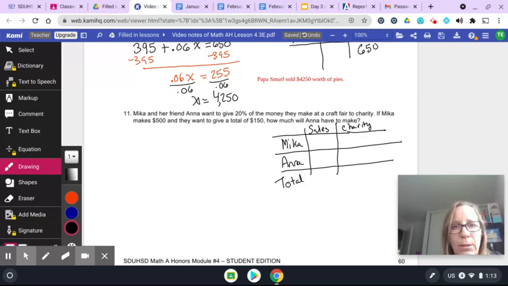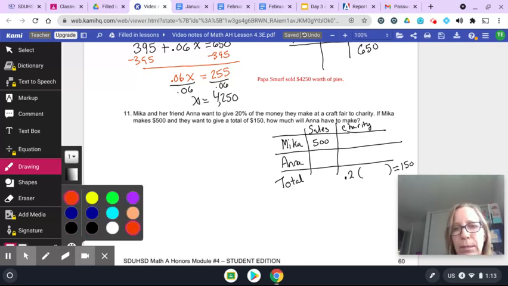Micah and her friend want to give 20% of the money they make at the sales to charity. Okay, so down here, this is 20% of whatever they made. So 0.2 times whatever their sales were. If Micah makes $500 and they want to give a total of $150, that's going to equal $150. How much does Anna have to make? Okay.